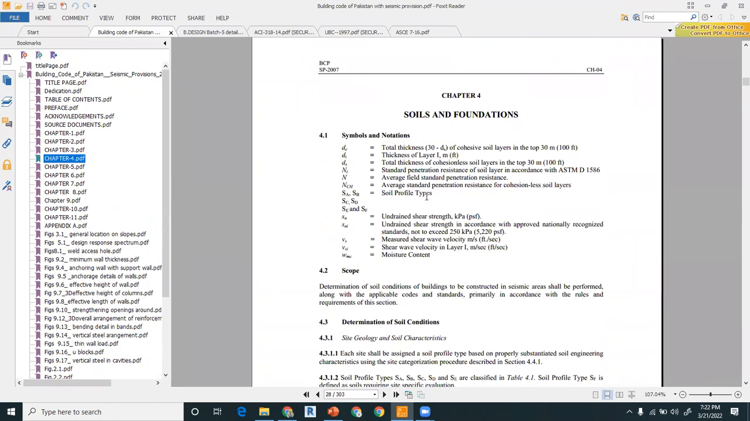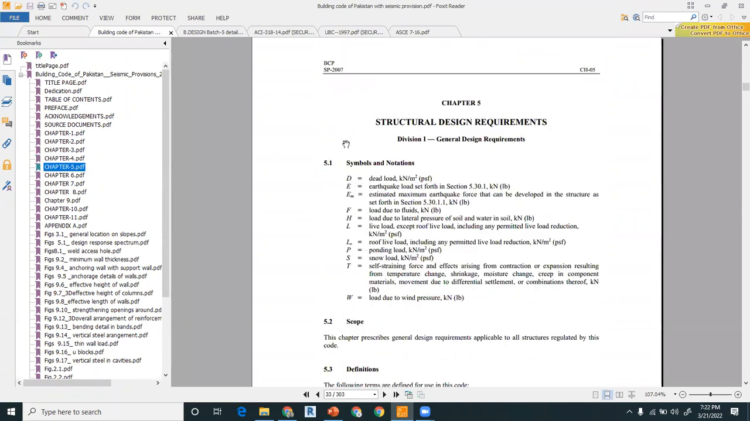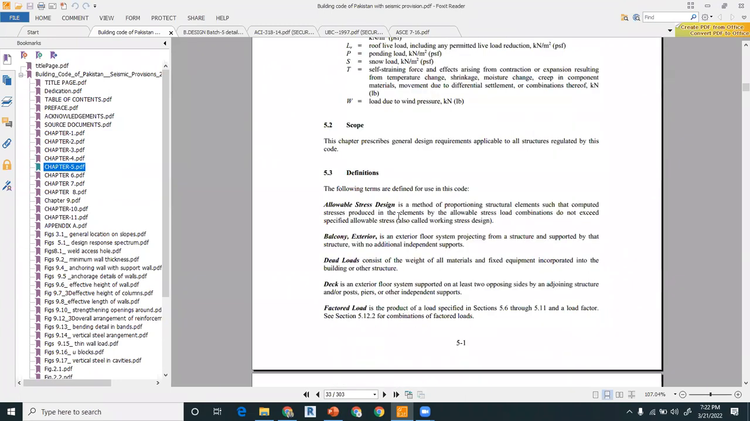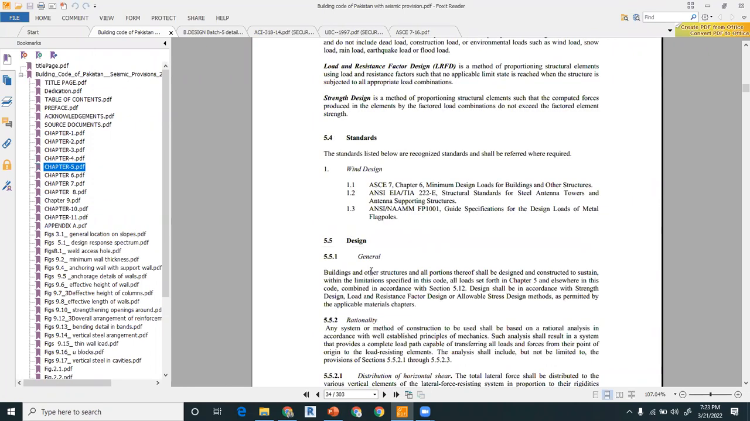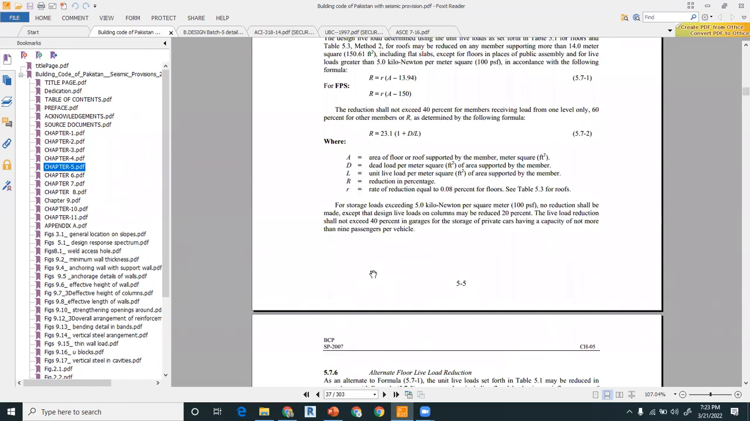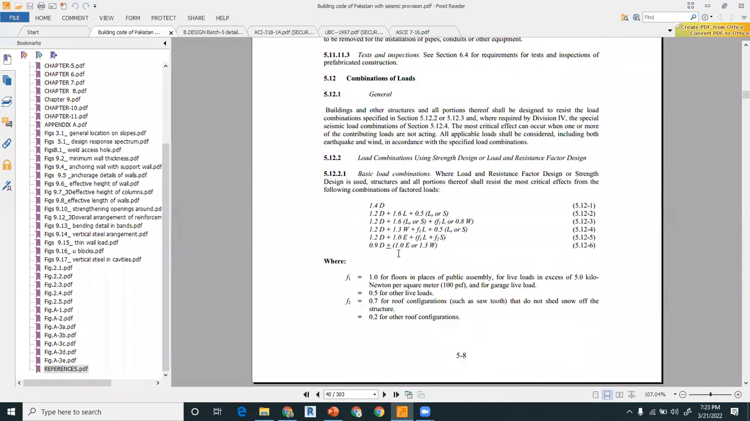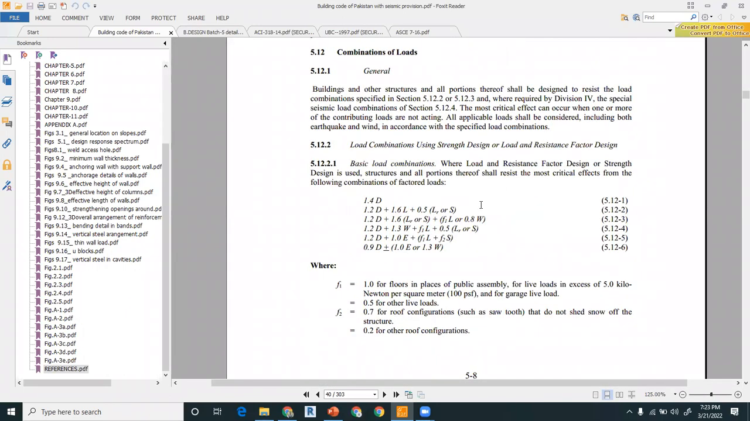Chapter 4 is again about the soil and foundation, which will give you different information. This is the main chapter, the structural design requirement, right? In this, it will give you different definitions, such as what is dead load, what is live load, and many other definitions you can find. You can read it by yourself, right? In this chapter, different loads have been defined. These are the load combinations, which we will define in one of our sessions, how you will define the load combinations as per the Building Code of Pakistan, right?